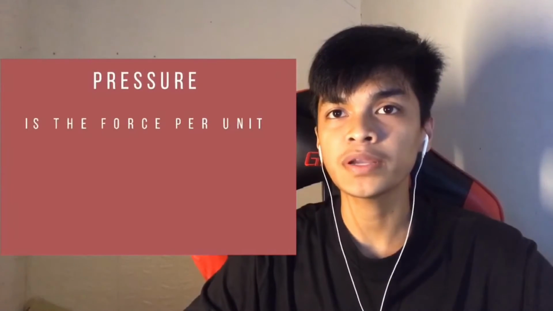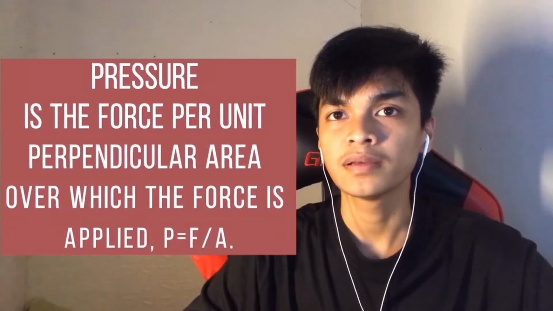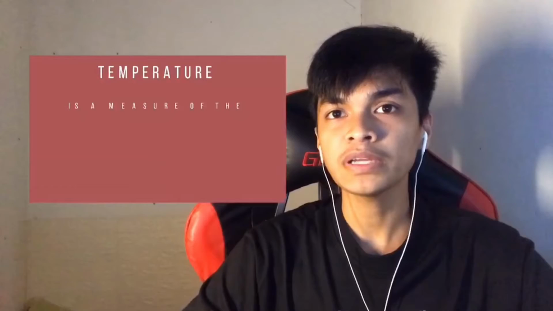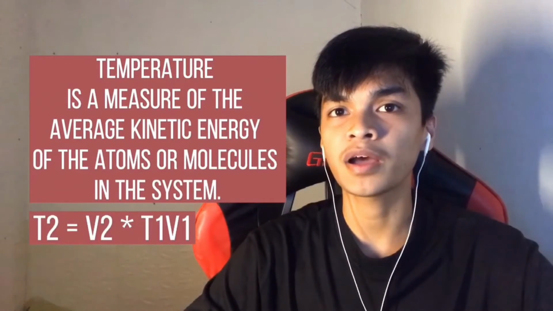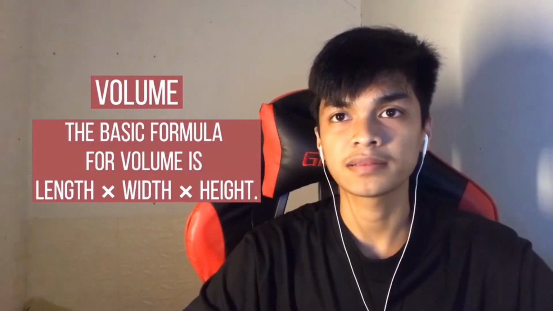To get the formula for pressure, pressure is the force per unit perpendicular area over which the force is applied. So P is equal to F over A. To get the formula for the temperature, temperature is a measure of the average kinetic energy of the atoms or molecules in the system. For volume, the basic formula for volume is length times width times height.